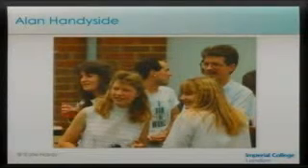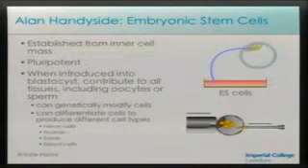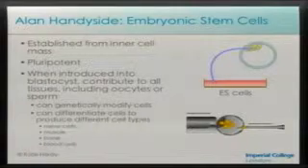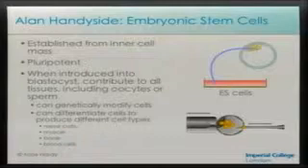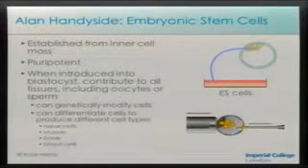Also working at the MRC was Alan Handyside. So here am I with very long hair, Alan, and this is my sister who's in the front row of the audience, Jo, and we're at a sports day at the MRC. And Alan was interested in embryonic stem cells. You can isolate these cells from the inner cell mass of the embryo. They're pluripotent. They have the potential to develop into any cell type, nerve, muscle, blood, whatever.